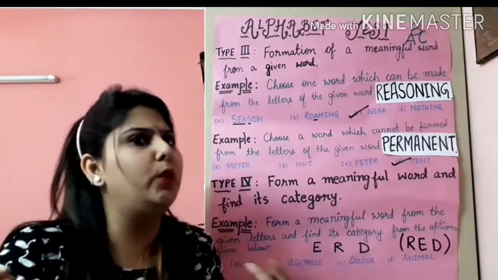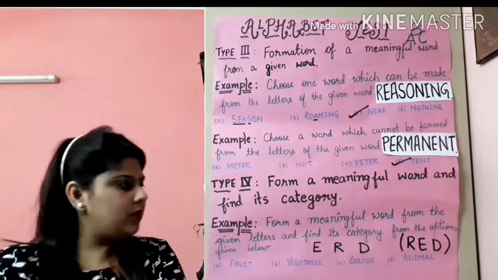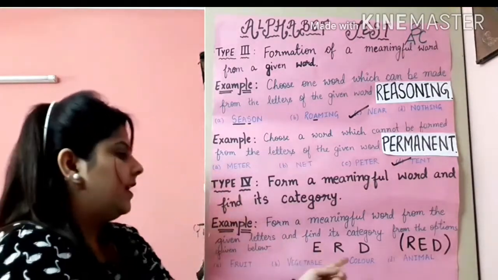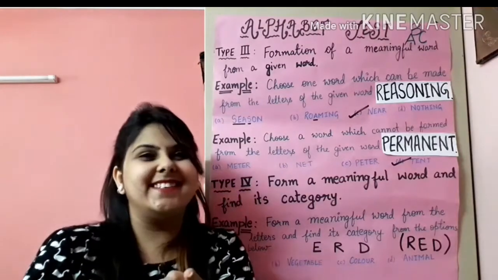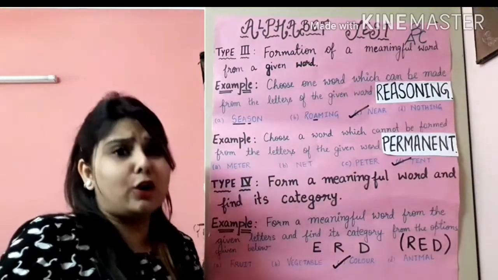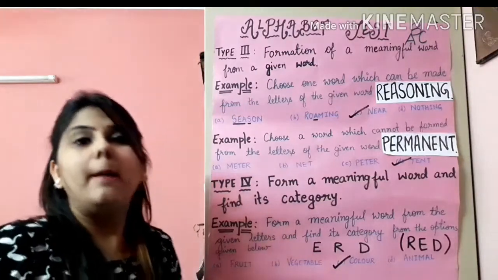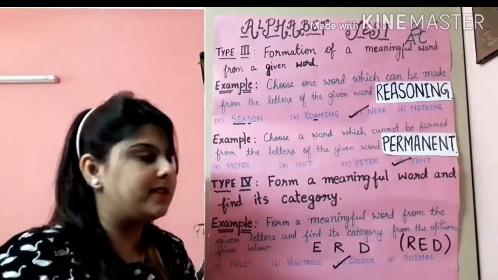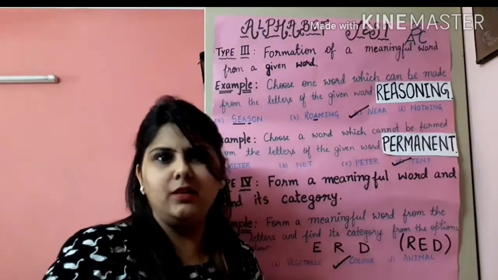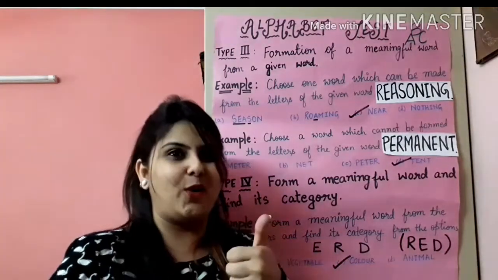Now red falls into which category? Is it a fruit? No, it's not. Is it a vegetable? No, it isn't. Is it a color? Yes, it's a color. So the correct answer is C, because red is a color. So option C is the correct option. But let's always confirm our answer. So let us check option D as well. Is red an animal? No, it's not. So I am sure that C is my correct option.